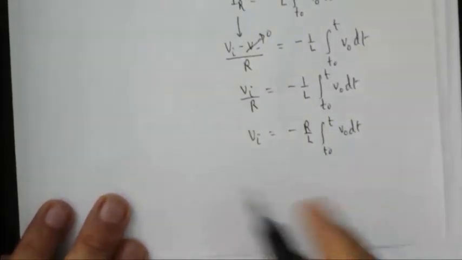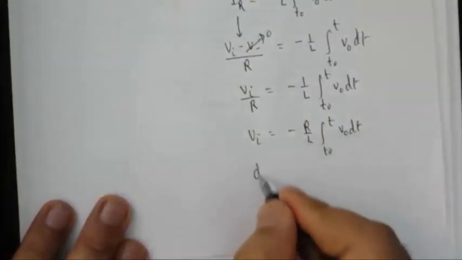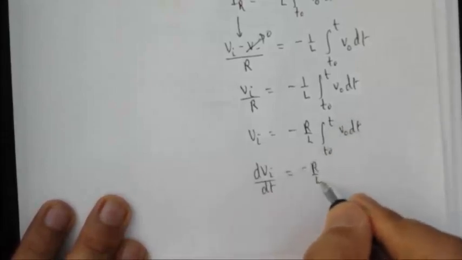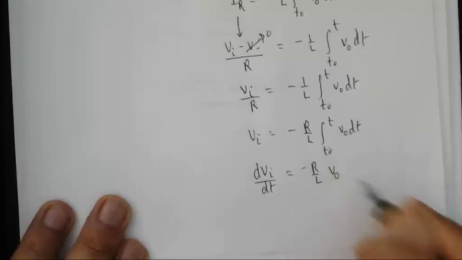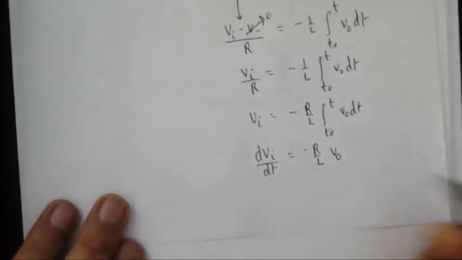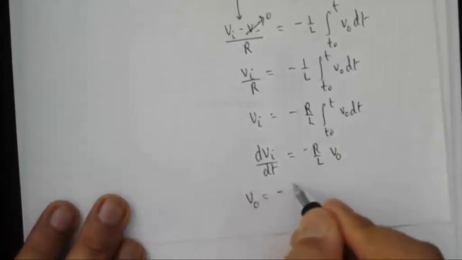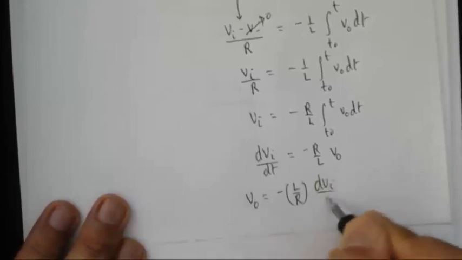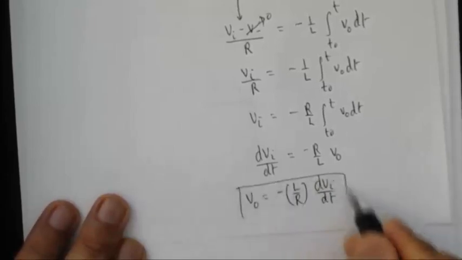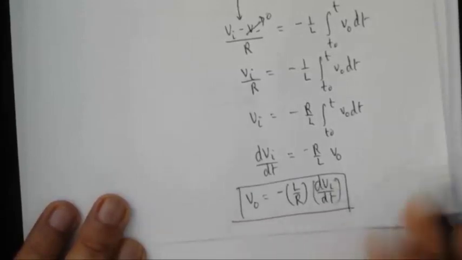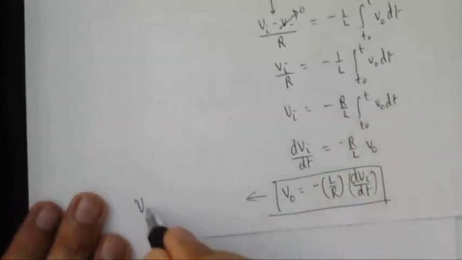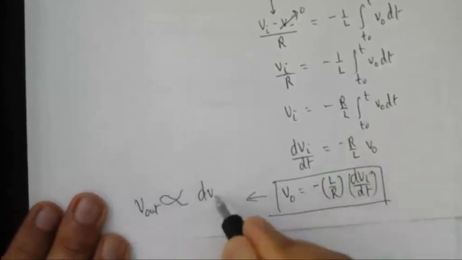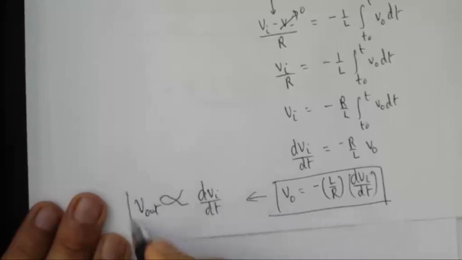and then taking the time derivative on both sides to get rid of this integration. So that's going to give you the V naught, right? So then that's it. Your output is negative L over R factor times dVi over dt. So that's simply a differentiator. It's called a differentiator because the output voltage is proportional to the derivative of the input voltage.